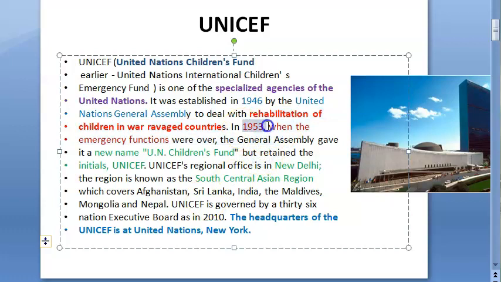Then in 1953, when the emergency functions were over, the General Assembly gave it a new name, the United Nations Children's Fund, but the initials were retained, UNICEF.